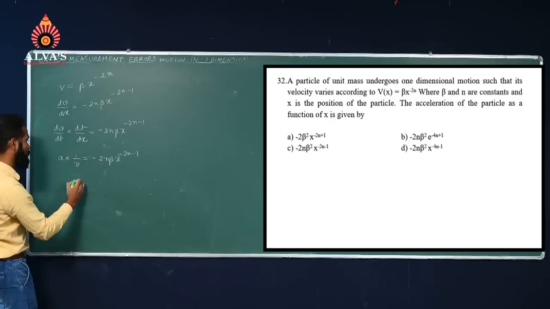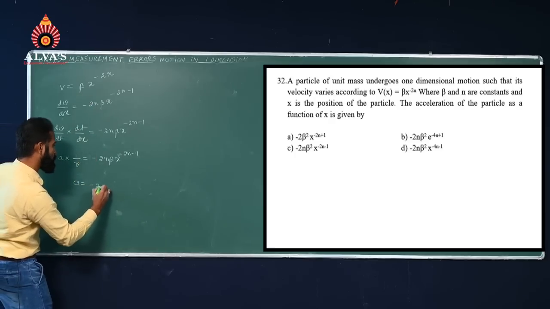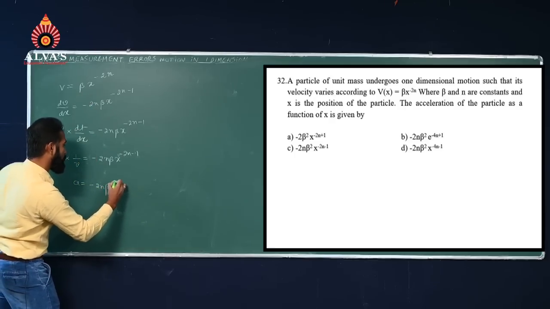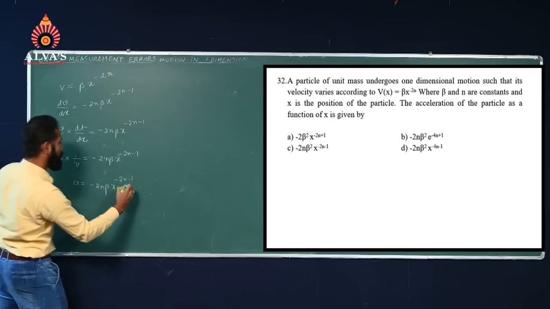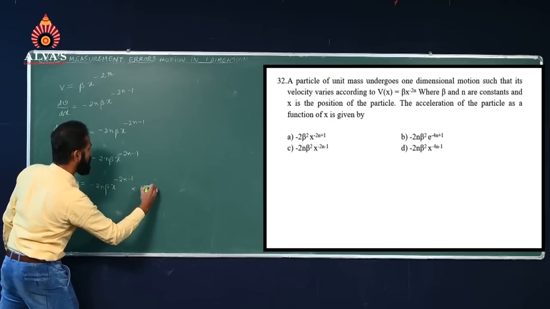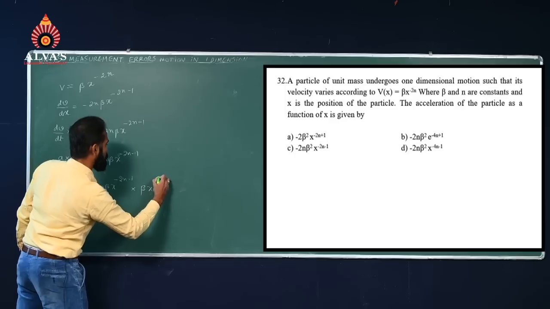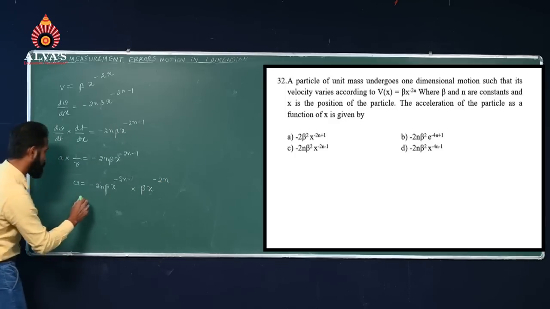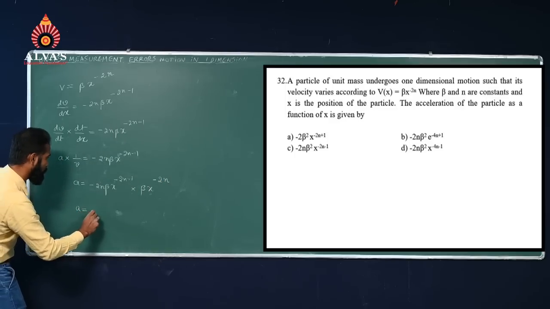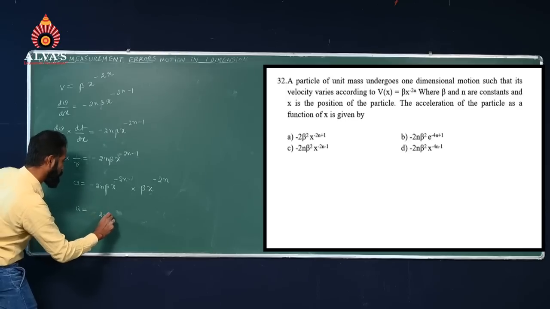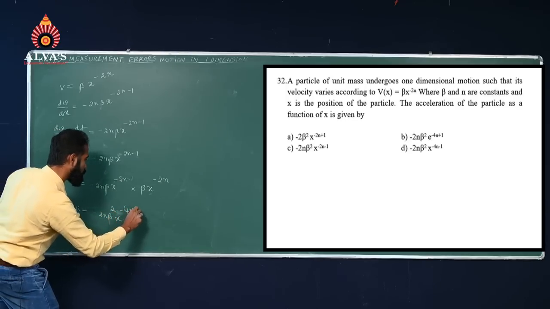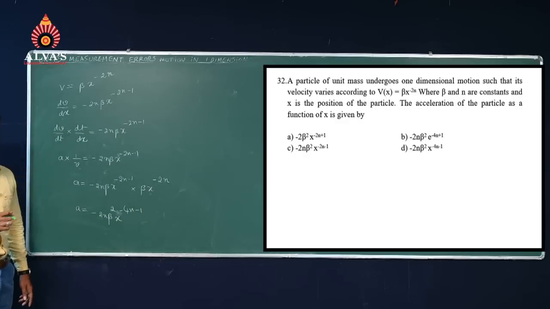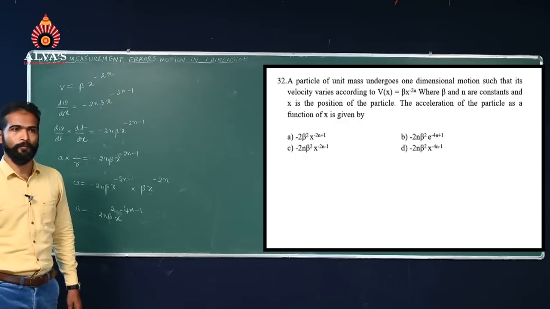Take velocity to the other side. a is equal to minus 2n beta x to the power minus 2n minus 1, times v. Velocity is already given here, so I'll write here directly, beta x to the power minus 2n. So acceleration is going to become minus 2n beta squared x to the power minus 4n minus 1. That gives you option number 4.